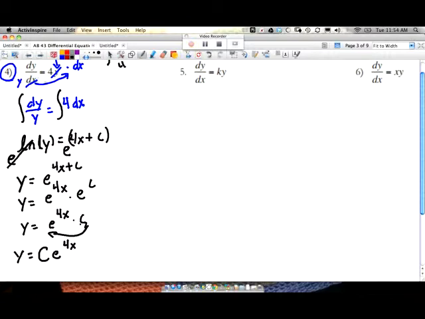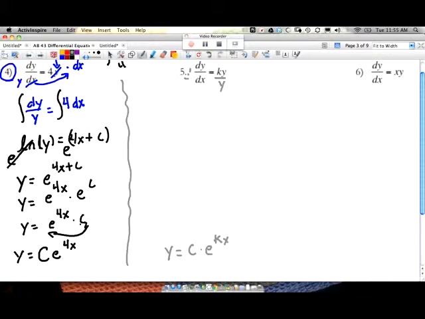Alright, so that's the idea of dealing with this dy dx equals a constant times y. Now notice here, this is very similar: k times y instead of 4 times y. So if you can imagine, we're going to end up with something that says y equals c times e to the kx. Let's see how we would get there.